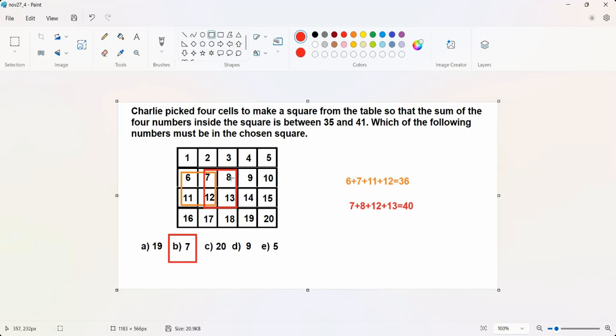Now we can also select this square and see if it is between 35 and 41, but it will not be, because whenever we are moving one cell, the number always increases by 4. So if it was 40, the next set is 44. So it will be higher than 41. But let's do it. 8 plus 9 is 17, plus 13 is 30, and 14 is 44. As I said, it increases by 4. So 7 is our answer. So that's how we solve this kind of problems.